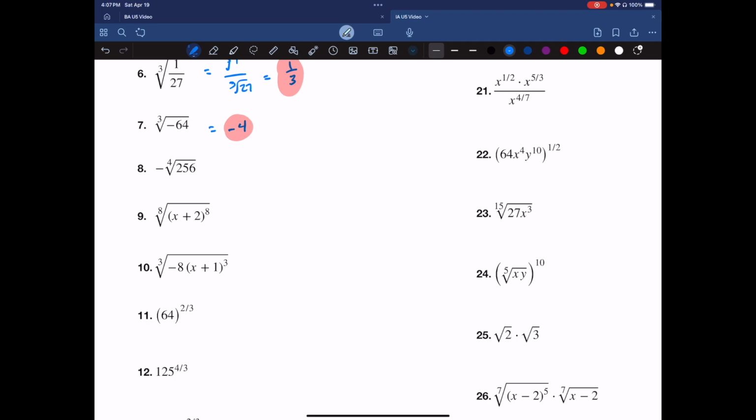But if the negative was on the inside, this whole thing would fall apart because I can't take the even root of a negative number. But because the negative is on the outside, I can find the fourth root and then just make it negative. So this is going to be negative 4 because the fourth root of 256 is 4.